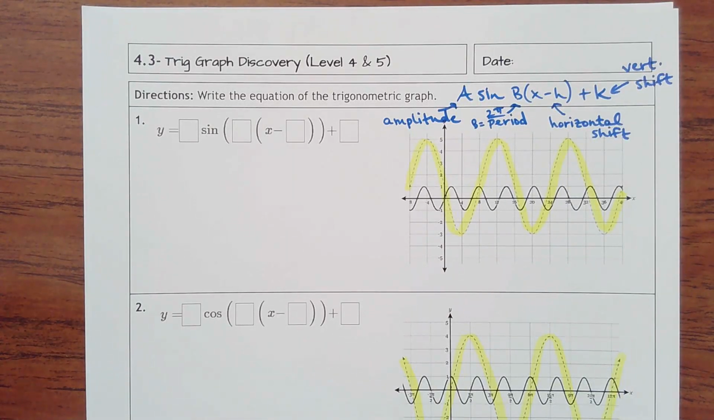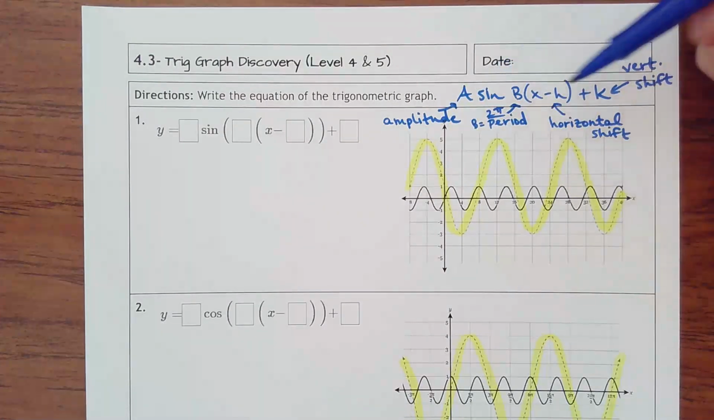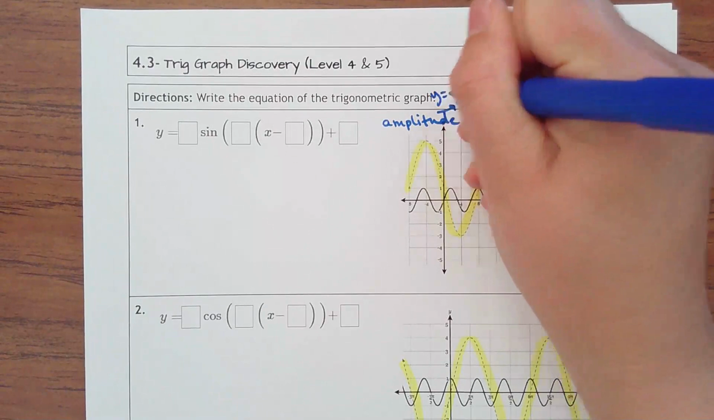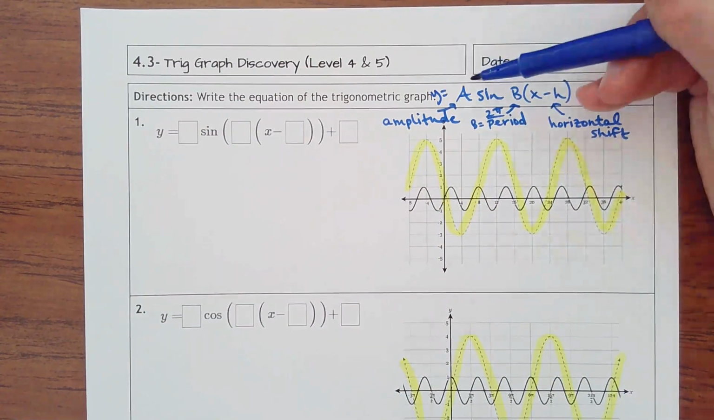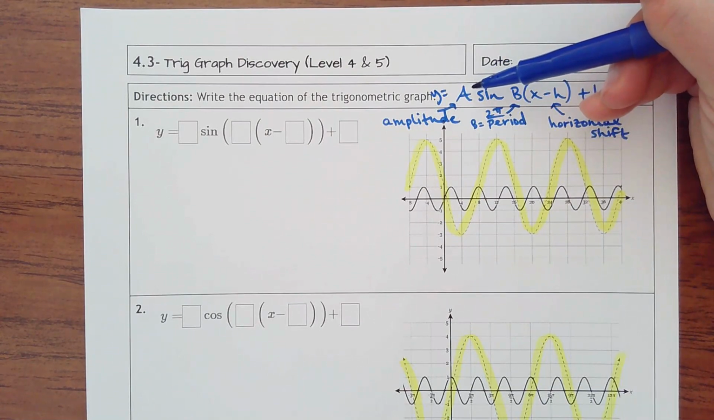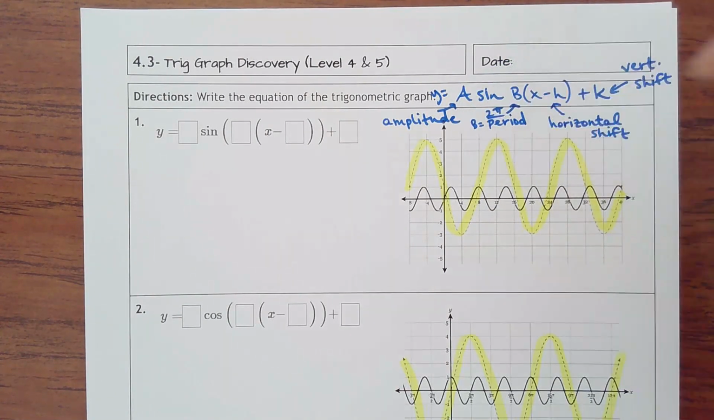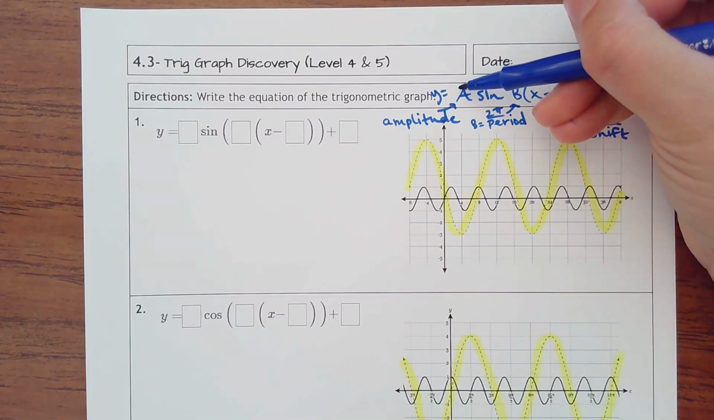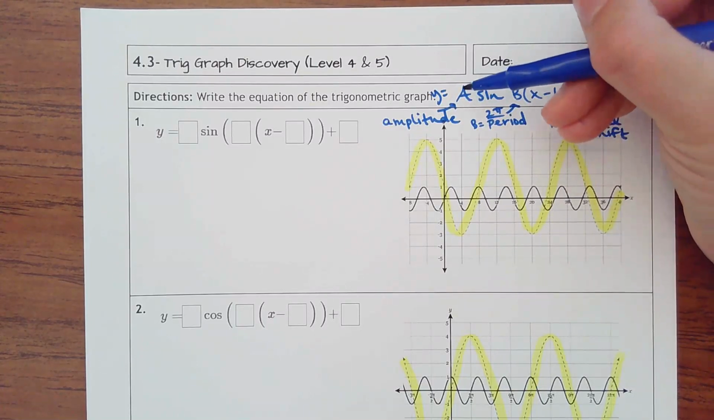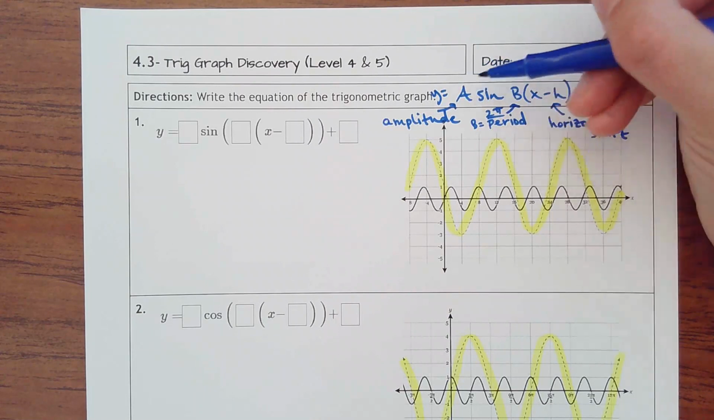Lesson 4.3 is trig graph discovery again, this time level 4 and 5. I'm going to throw at you a little bit more of a complicated parent function, just using sine, but it's the same for cosine. So we've always had this a value, this number in front that goes with the amplitude. That's like your vertical stretch, how high the waves are. If it's a negative, that means it's been reflected. You won't have any reflections in this lesson, so you won't have to worry about that.